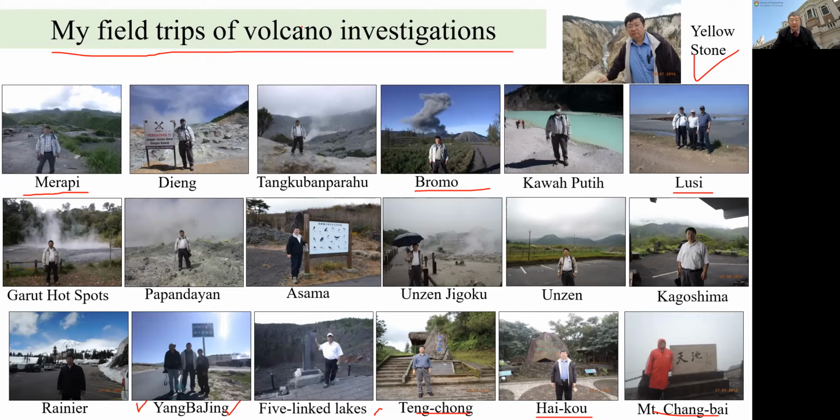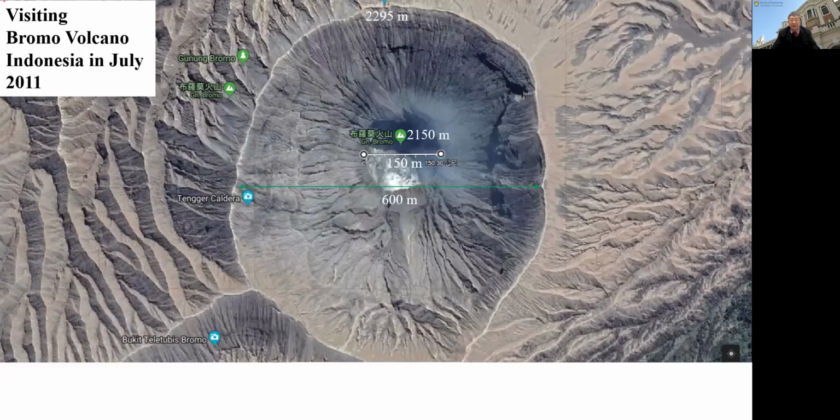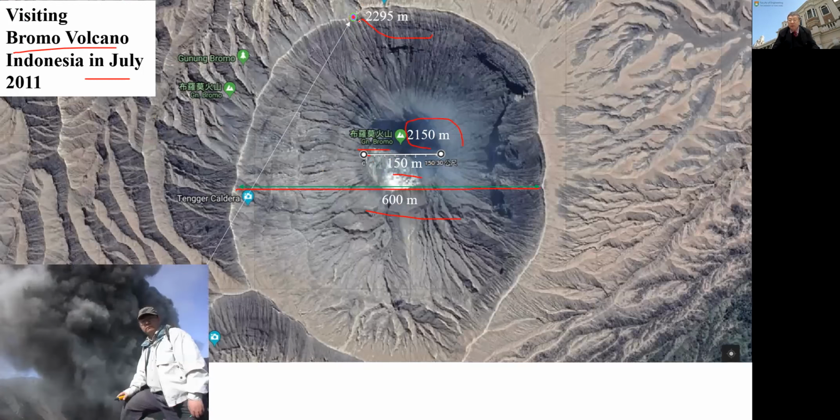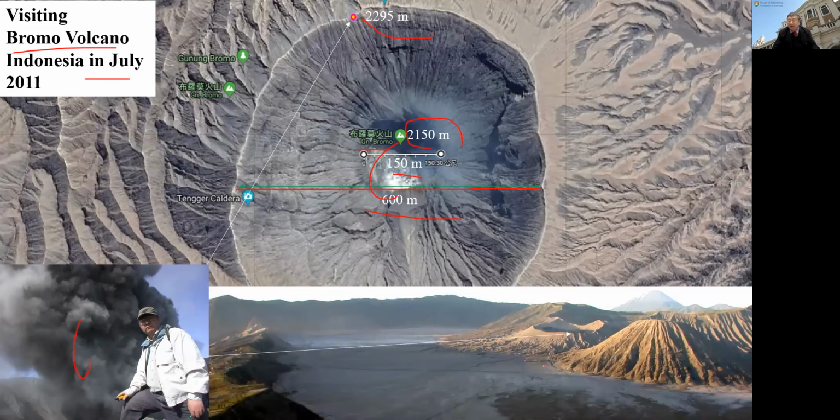In particular, I visited the Bromo volcano in Indonesia in July 2011. The pipe chamber is about 150 meters wide, and from here about 600. This elevation was 2295 meters above sea level, and here was 2215 meters above sea level. I was standing here to observe the eruption from the pipe of this volcano. That's the location here.